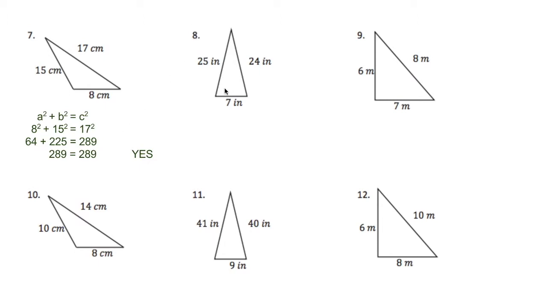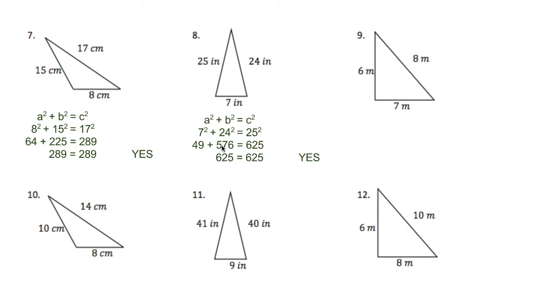Go ahead and try to at least set up the equation for number 8. See if you can place the numbers in the correct location. So we have a squared plus b squared equals c squared. Remember, your lowest number is always a, so we get a squared plus 24 squared equals 25 squared. 25 is the hypotenuse in this case and would be your c squared.